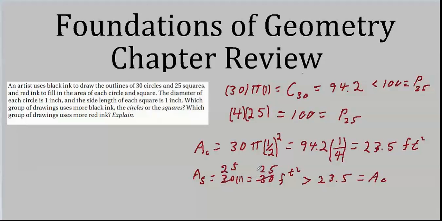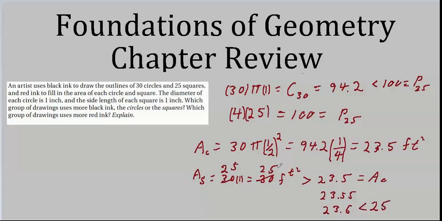And 25, well, it's still going to be more than I think what this turns out to be, but now that it's close, I'll check it with the calculator. And with the calculator, I get 23.55, which rounds up to 23.6, which is still less than 25.